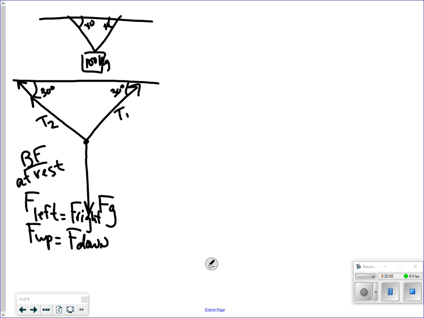Okay, so let me show you what it's going to look like when you go to do the math. I'm going to do some quick math here, and I'm going to cheat and use 10 for little g. So if this is my stuff, and it's 100 kilograms, Fg is going to be mg, right? We did cover that, didn't we? I hope.